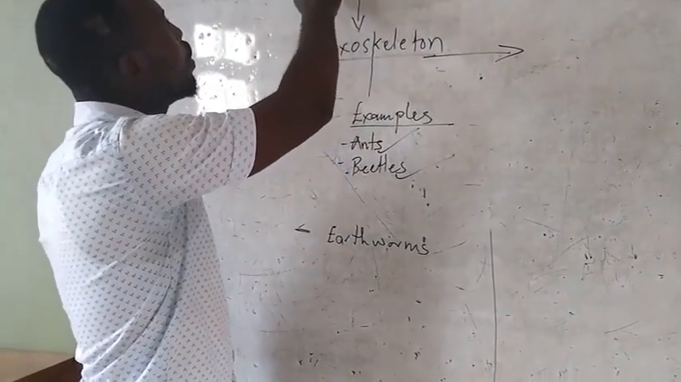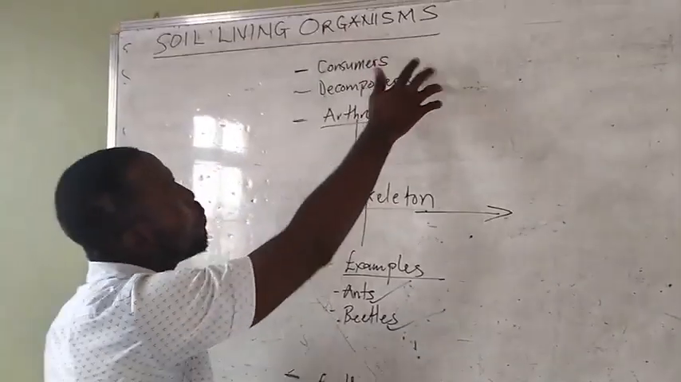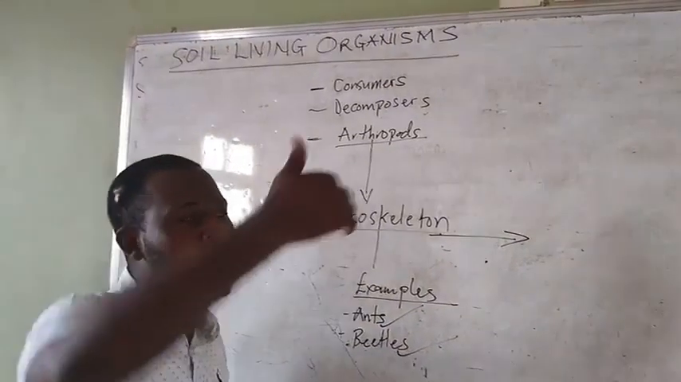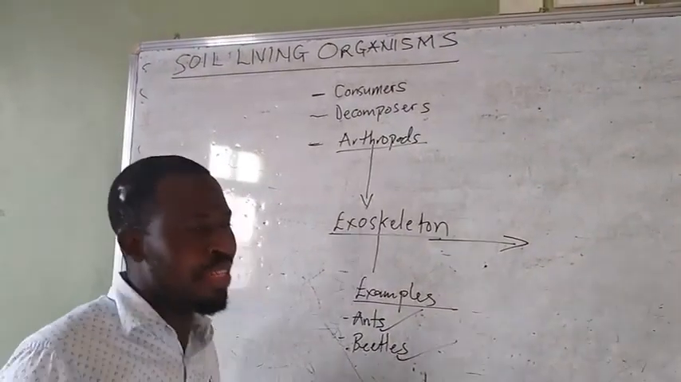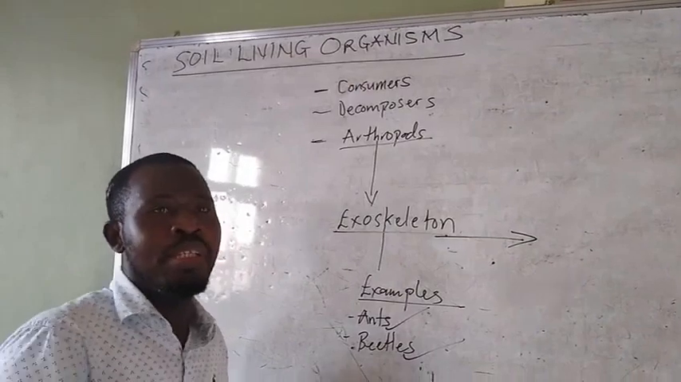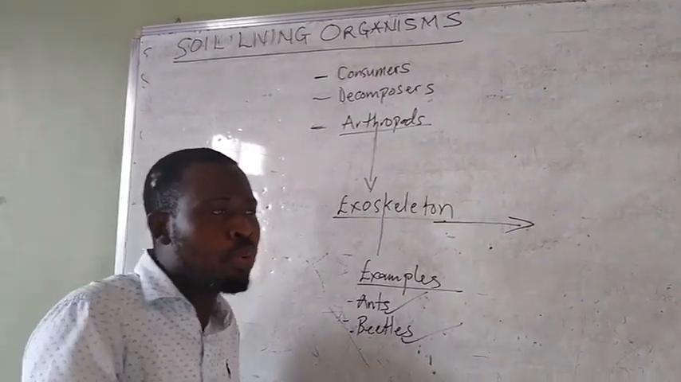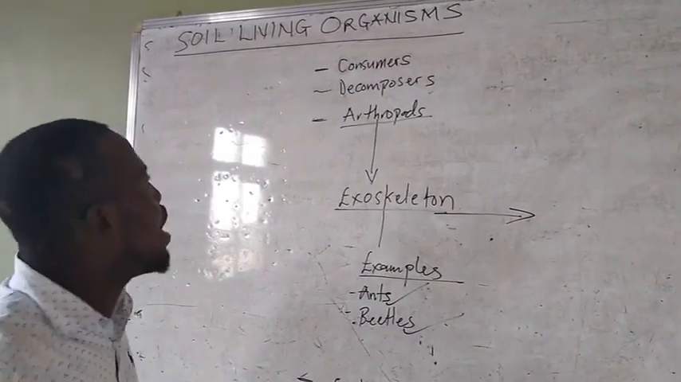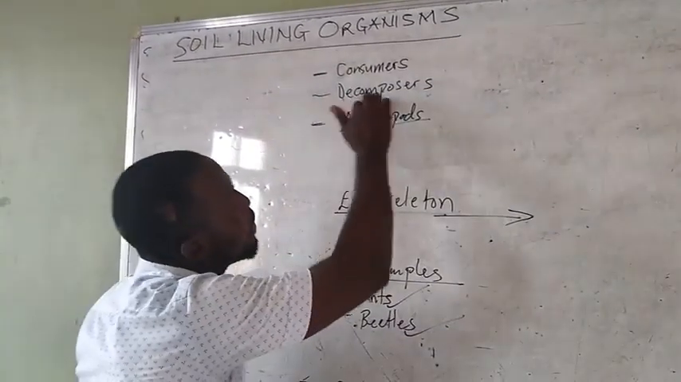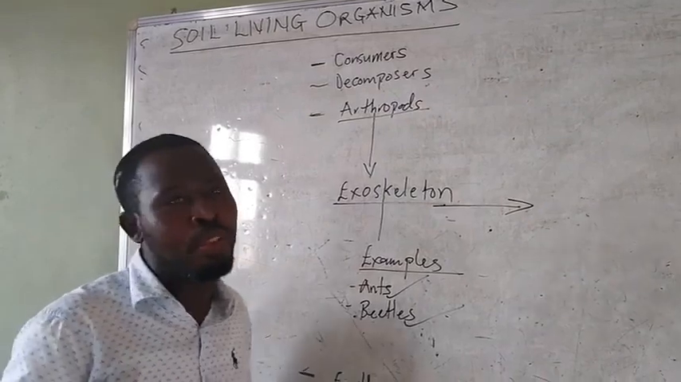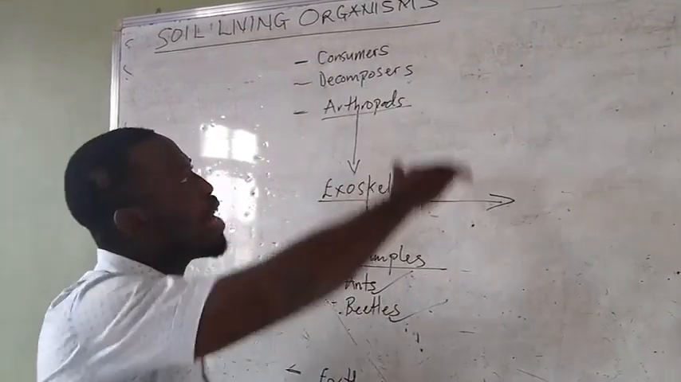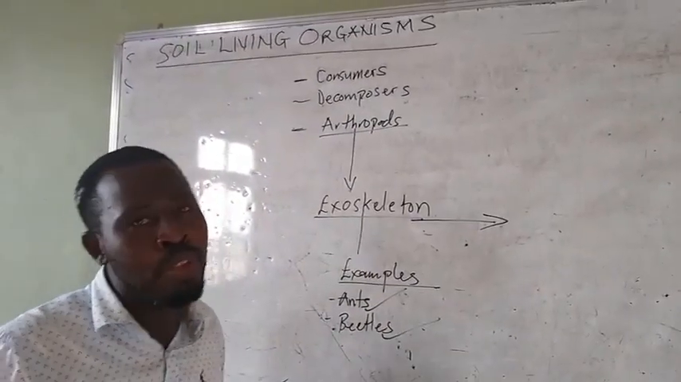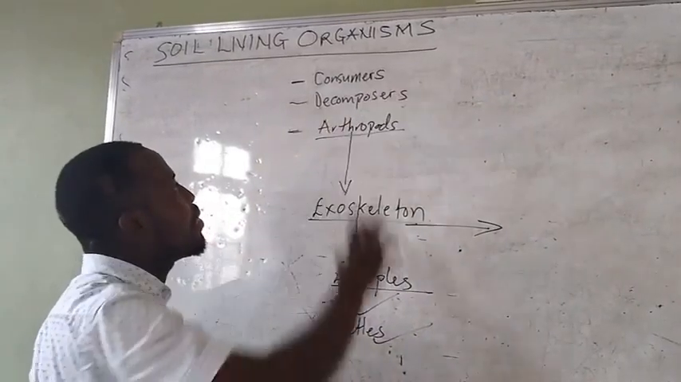Now moving on, we have decomposers. Decomposers are organisms that help to break down dead things. So they are breaking it down. They are making it decompose. They are making it mix up. They are breaking every component down. We have termites playing a very major role. We have bacteria, we have fungi also playing a major role in this section.